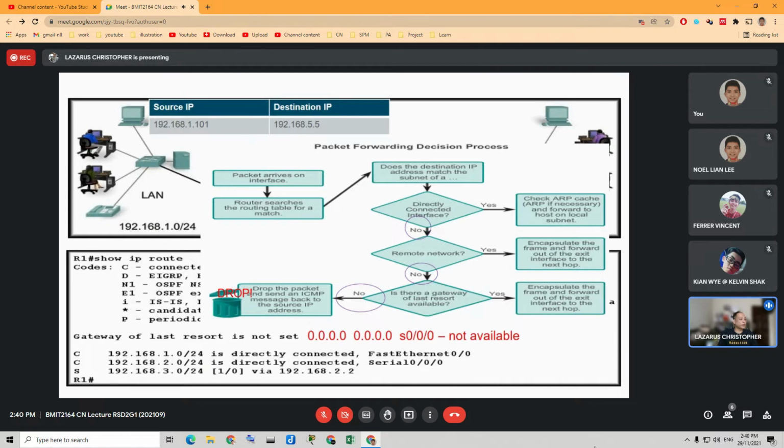Any questions so far? This one okay with you guys? Okay, Noah, Farah? So far following, yeah. Kelvin? Yeah. Okay, all right. So you have an idea already what the router is doing in forwarding.